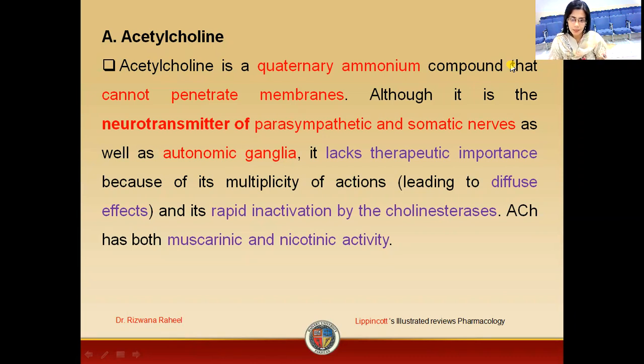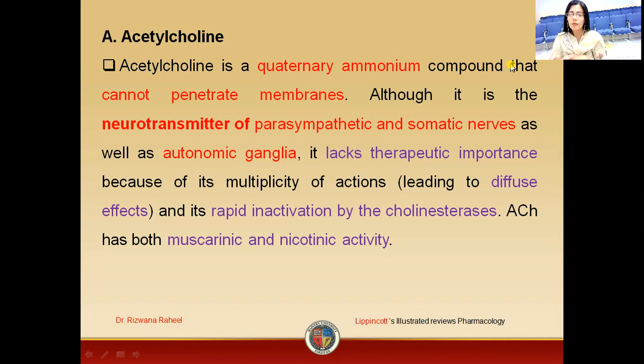We have already discussed that all the preganglionic nerves, of either the sympathetic or parasympathetic nervous system, basically release acetylcholine on the ganglia. So acetylcholine is the neurotransmitter of the autonomic ganglia, plus the post-ganglionic fibers of the parasympathetic system, and the somatic nerves release acetylcholine. So this is the neurotransmitter for three major regions. First, the parasympathetic; second, the somatic nerves; and thirdly, the autonomic ganglia.